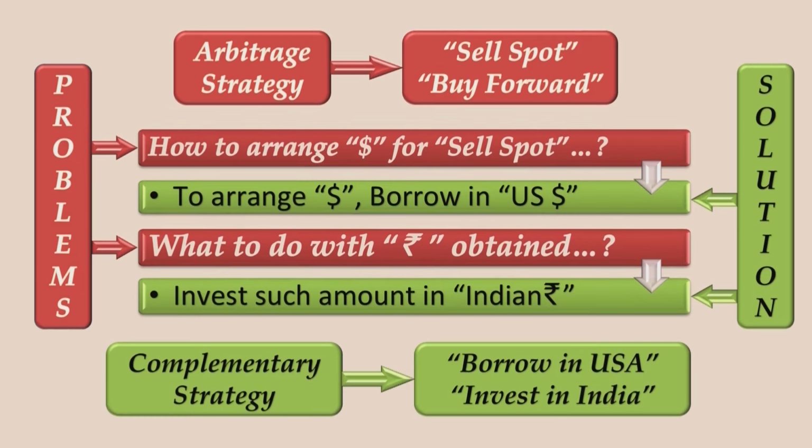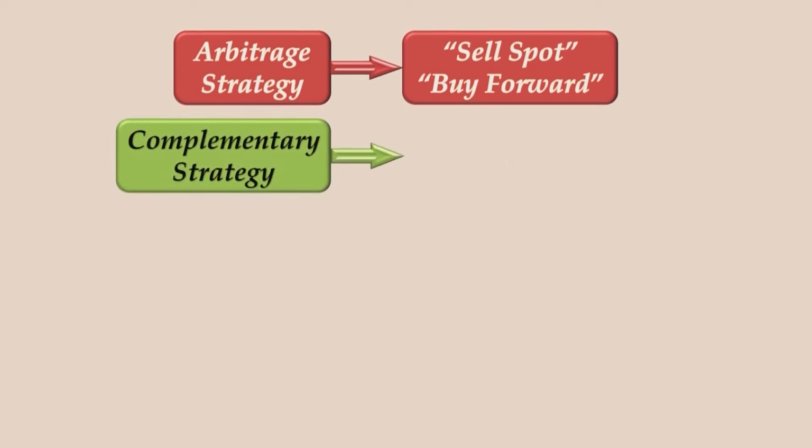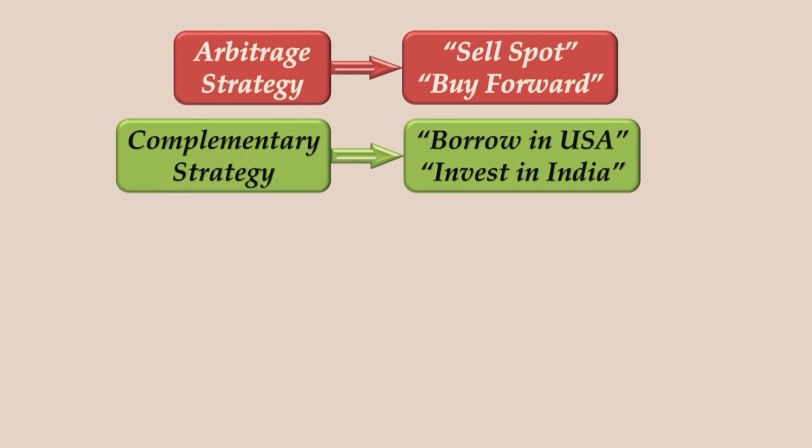Alright friends, let us proceed ahead and plan the entire arbitrage process. The arbitrage strategy that we have just formulated is sell spot, buy forward. The resulting complementary strategy is borrow in USA and invest in India. Let us do one thing now. These four actions, sell spot, buy forward, borrow in USA, invest in India, let us try to put them in a proper order.